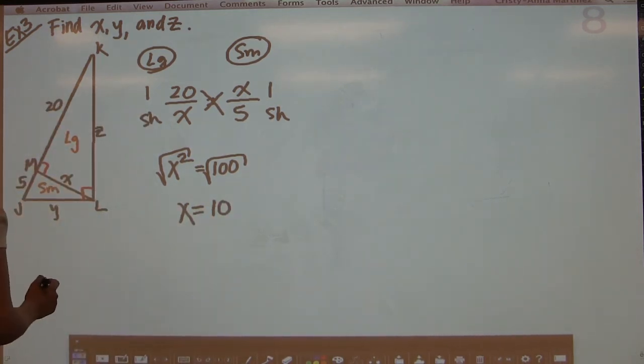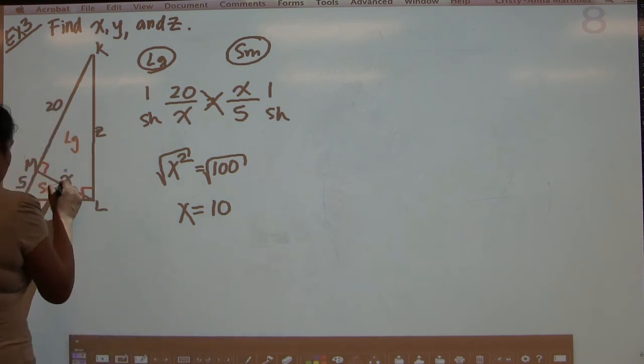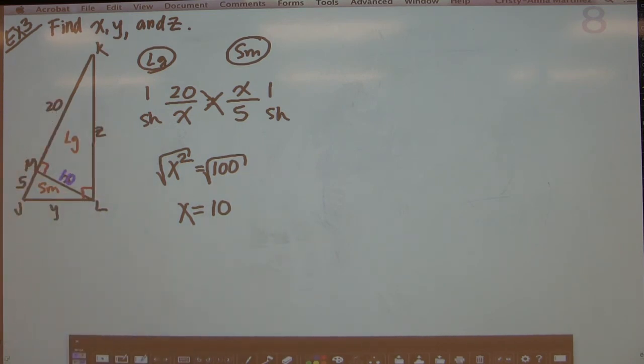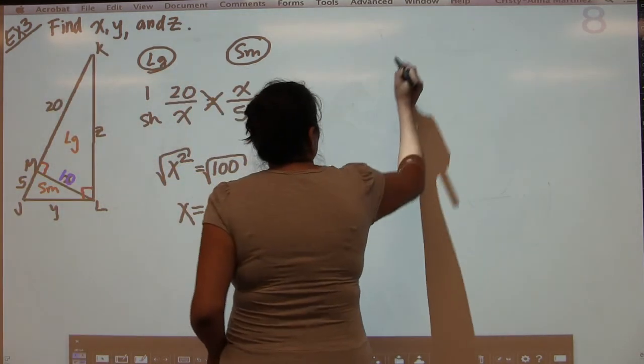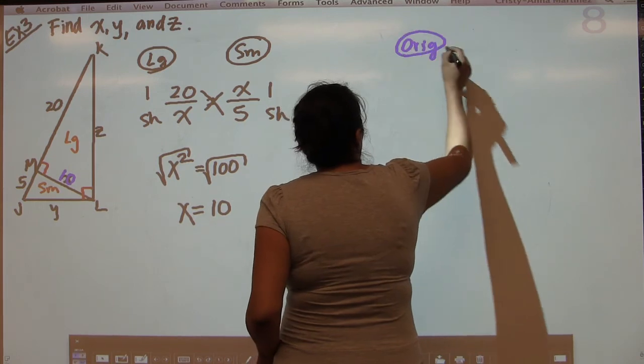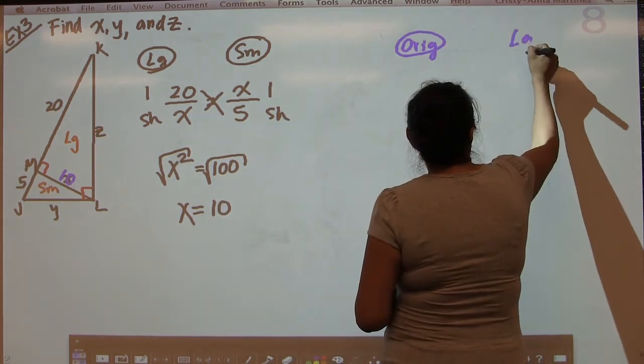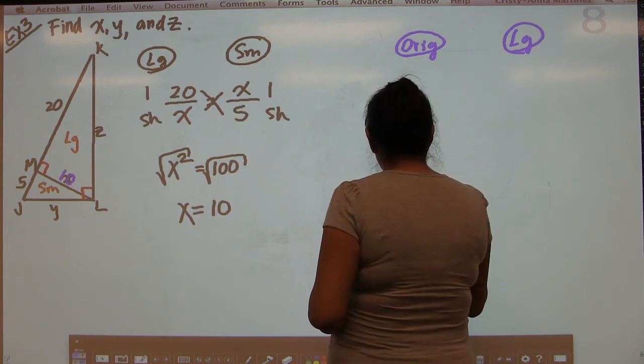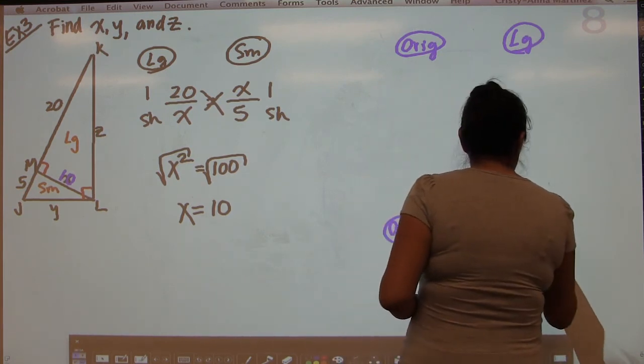Once we know that x is 10, we can now go on and try to find the other values as well. So let's go ahead, and I'm going to write in here that this is 10 now, where the x was. Okay, and so now we want to go ahead and set up another problem. Now we want to do not large to small, because we've already figured all that out. But we want to go from the original to the large, and then you want to go from the original to the small. Okay?